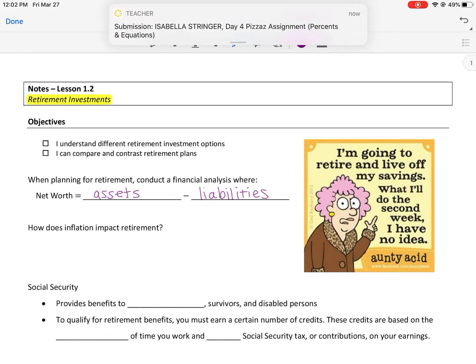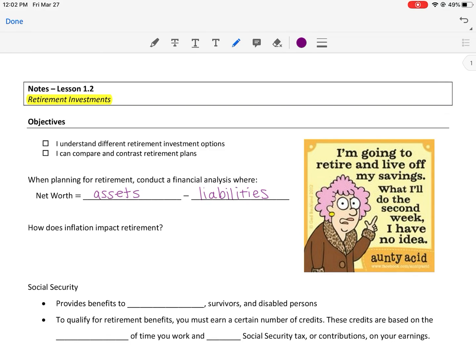The reason they're telling you to do that is because you want to be aware of how much money you have to spend. We've got a funny joke over here that says, I'm going to retire and live off my savings. What I'll do the second week, I have no idea. You want to have enough money such that you can provide for the lifestyle that you're used to or that you plan to live. So if you want to take lots of vacations, you're going to need a little bit more money than if you're someone who's going to just stay at home and your house is all paid off.